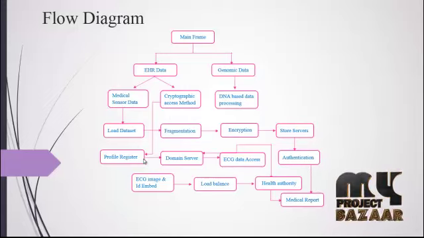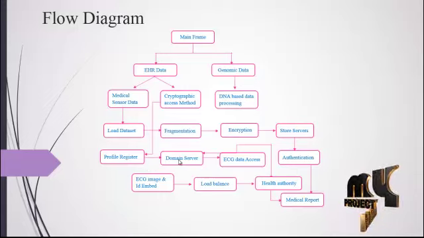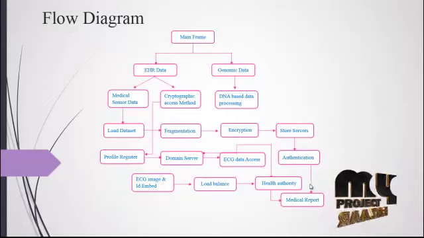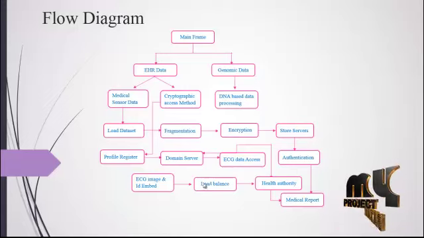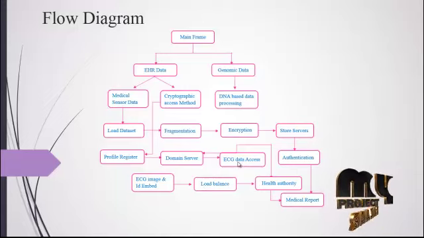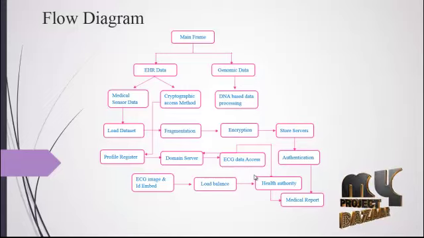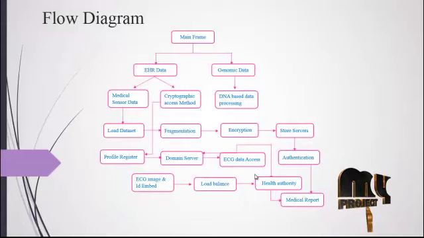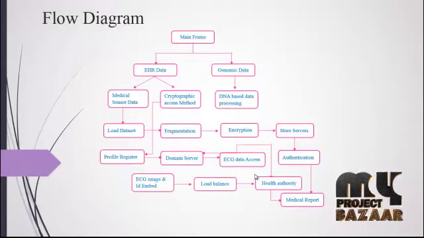This is the medical sensor data and the cryptographic mechanism. The cryptographic mechanism means the users generate profiles. After that the data is checked against the domain server, ECG data access, health authority, load balancing, and embedding, and finally they get the medical report. Here we use the steganography method. Steganography is nothing but hiding the data. Using the steganography method you can decrypt the ECG report. Finally, using these methods, doctors find the patient's behavior as critical or normal.